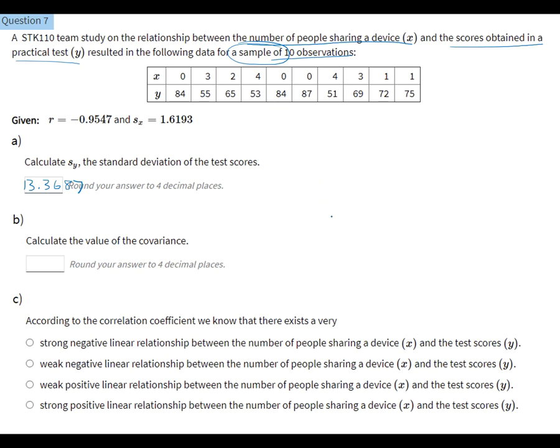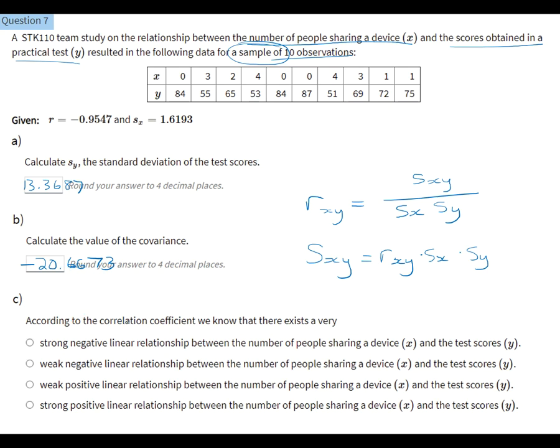Now, value of the covariance. Covariance does not have its own button on your calculator, but if you think about the formula for correlation, you'll see that covariance features in there. So we can calculate the correlation as the covariance divided by the standard deviation of x times the standard deviation of y. So if we want to rewrite this formula, we can say that the covariance is just the correlation multiplied by standard deviation of x multiplied by standard deviation of y. So we've already given you these values. You just had to calculate this one yourself. And if you did that calculation, you would have ended up with a covariance value of minus 20.6673.